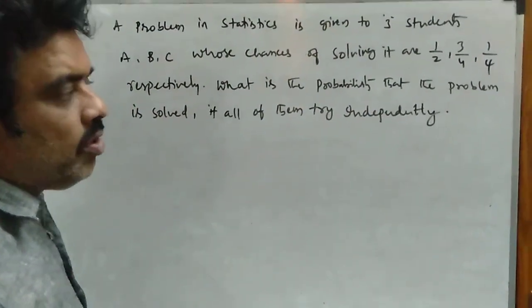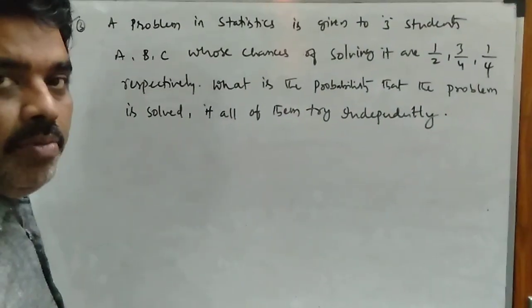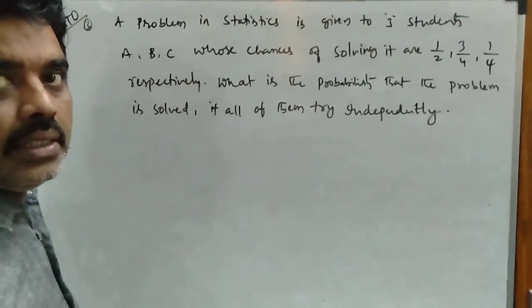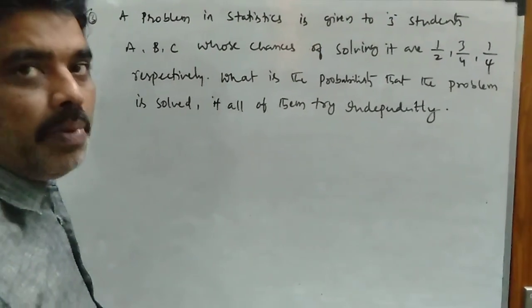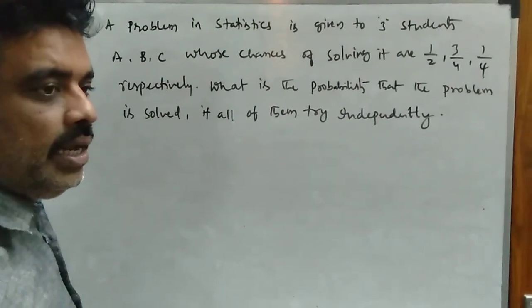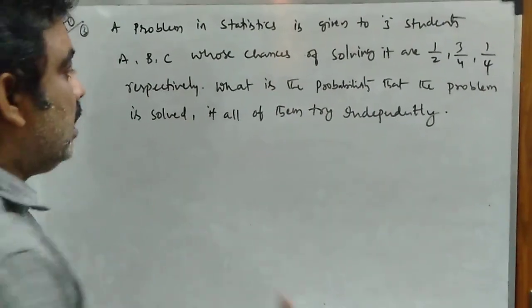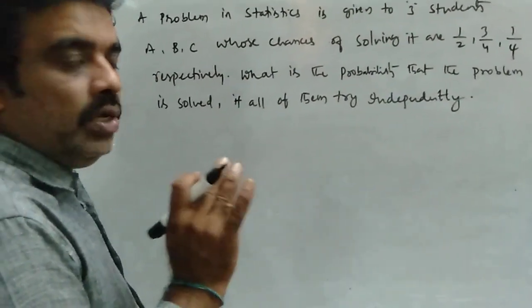That means you have to find the probability that the problem is solved, which means the probability that any one of them solves the problem. Any one of either A or B or C, or A intersection B, B intersection C, C intersection A. That means you have to calculate P of A union B union C.